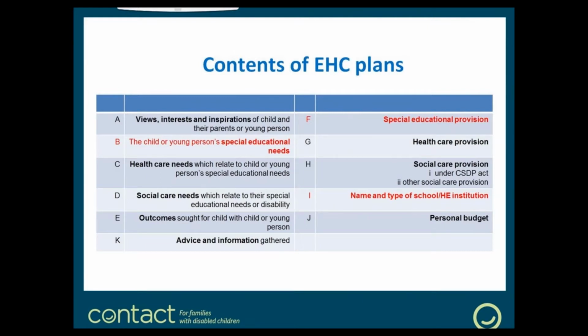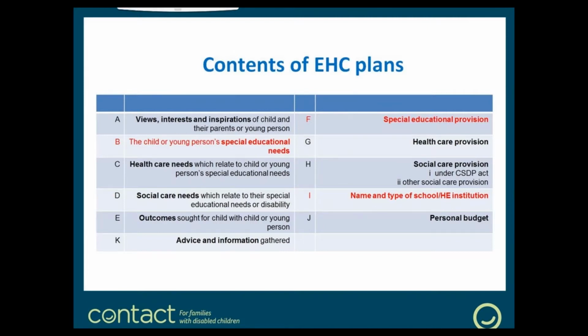C is around healthcare needs, and D, social care needs. I'm not going to talk about those too much, but they're anything in relation to those sections which relate to their special educational needs or their disability. Section E is the outcomes that we mentioned earlier, so anything that your child or young person is working towards. As part of the education, health and care needs assessment process, when information and advice is being gathered from people, including yourself and any professionals working with or involved with your child or young person, they will be asked by the local authority for any outcomes that they think are relevant.